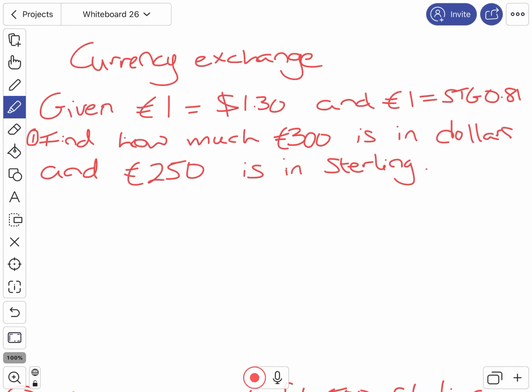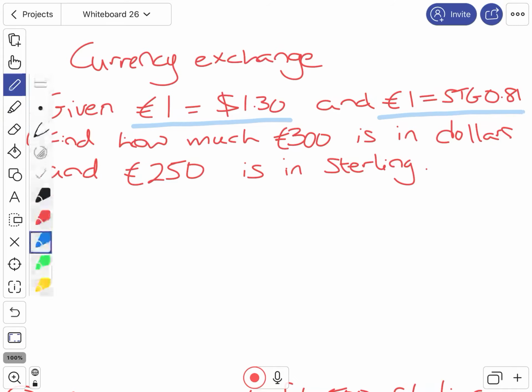Okay, we're going to take a look at currency exchange. So given then in currency exchange, what we're going to be given is a euro in terms of dollars, or in this case, a euro in terms of sterling. STG is our sterling, so just remember that, STG sterling. You'll also see it using the pound symbol. So just be aware of those two.